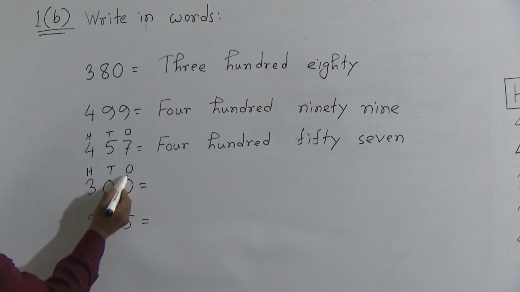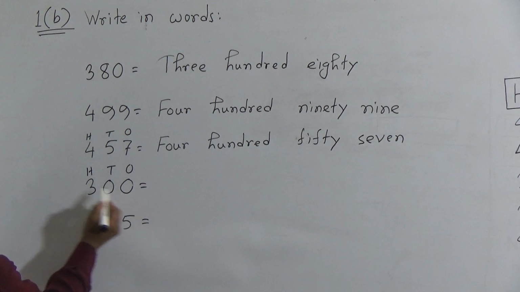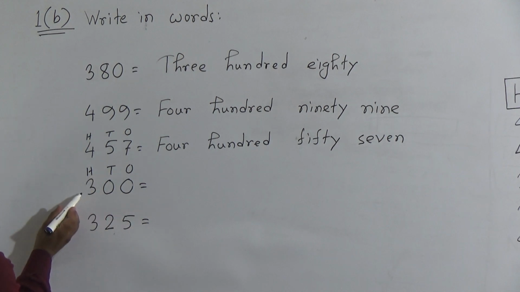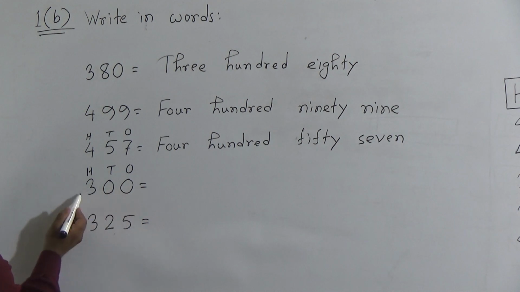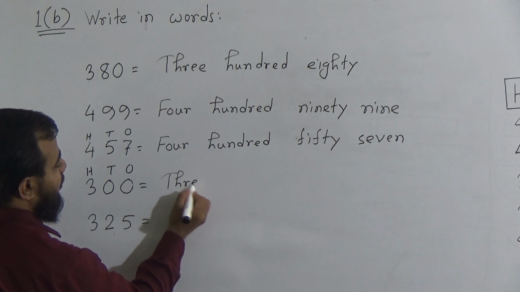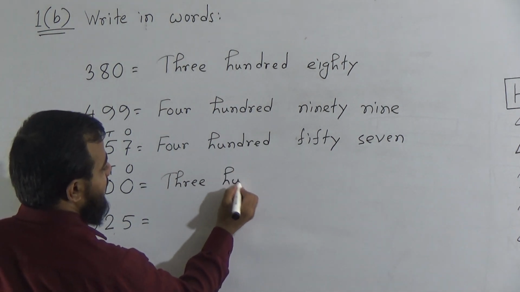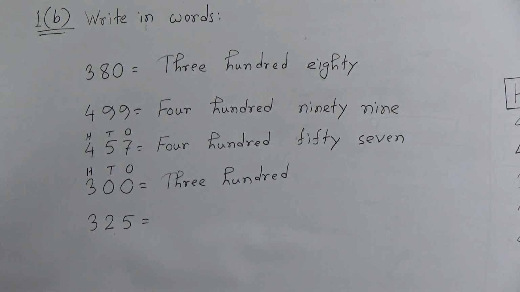Now the next one: 3 is in hundreds position, 0 is in tens position, and this 0 is in ones position. So the tens position and ones position have no value. We have 300 here, right? 300, and the other numbers are absent here, so it should be only 300. Write down: three hundred.